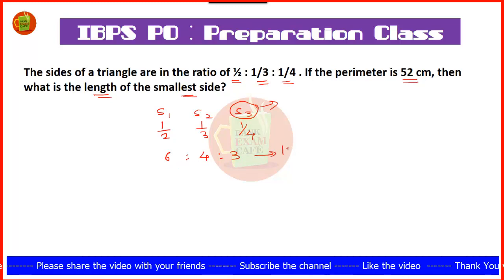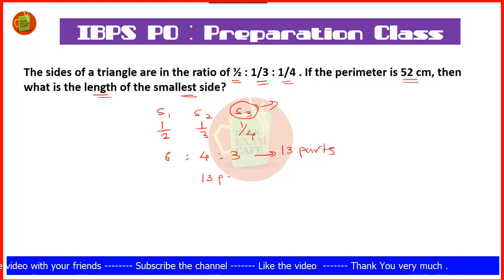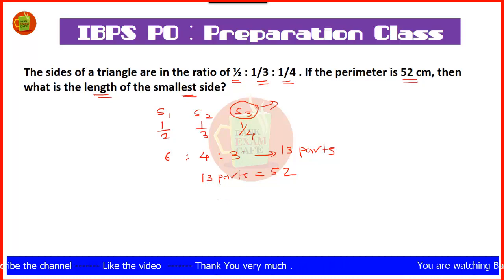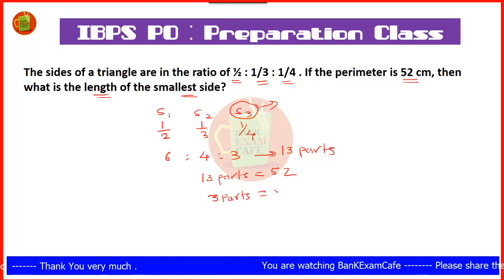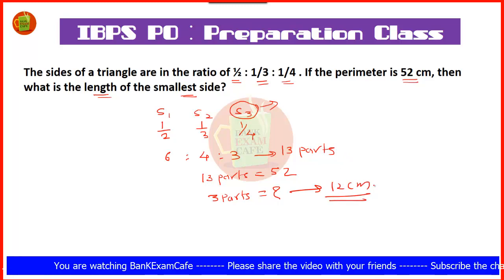So the total parts are 6 and 4 10 and 3 13. So total parts are 13. So 13 parts, that is equal to what? 52 centimeter, and therefore 3 parts, we have to find 3 parts because this is the smallest, and we have to find the smallest side, and therefore 3 parts will be equal to how much? So 13 parts is 52, therefore 3 parts will be what? The 3 parts will be equal to 12 centimeter, and therefore the smallest side will be 12 centimeter.